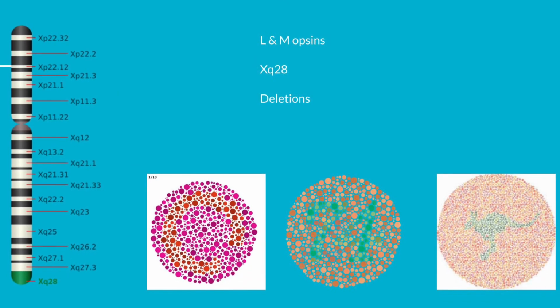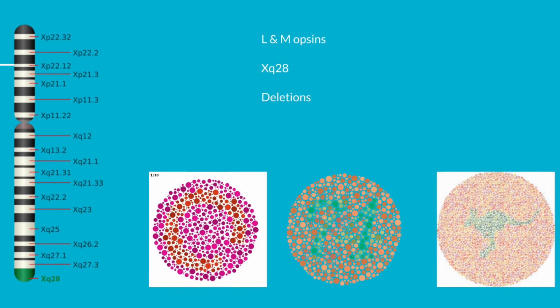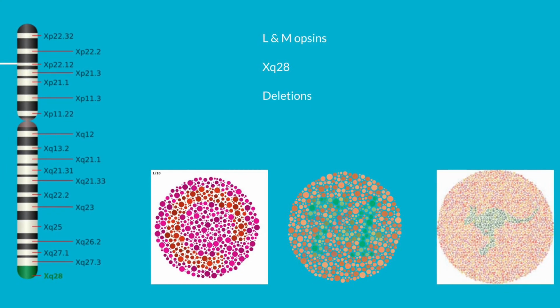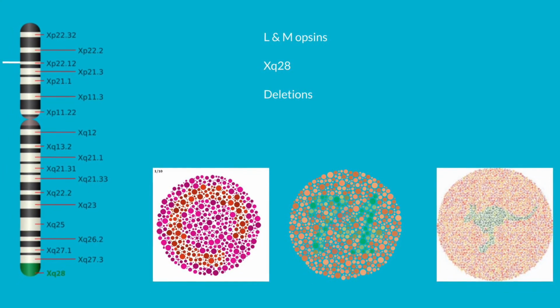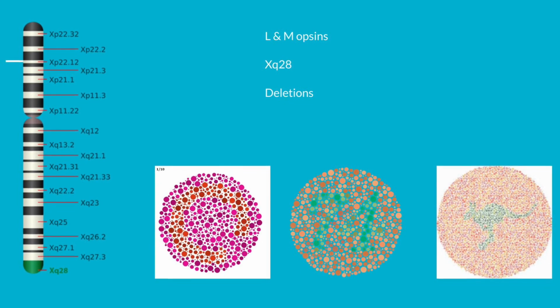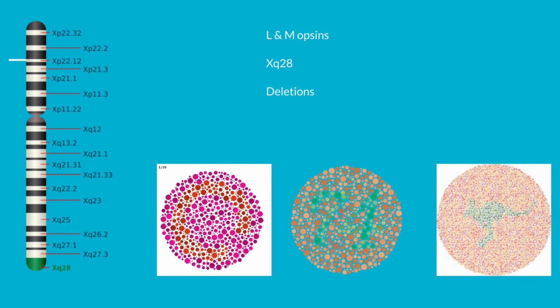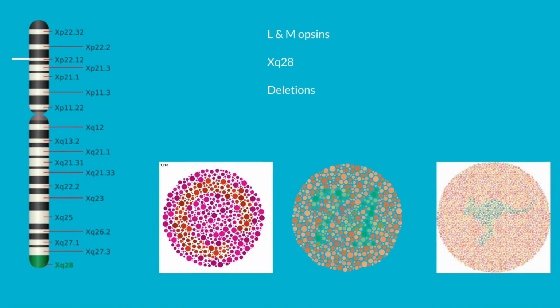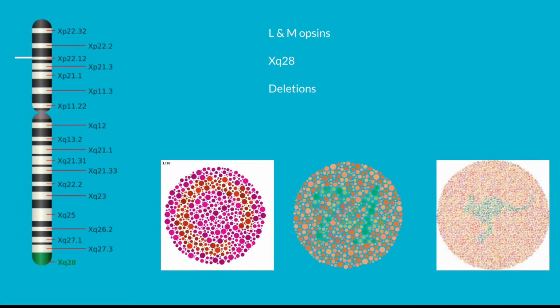The X chromosome has L and M opsins, which lie in the head-to-tail array on the distal tip of the long arm of the X chromosome. This region is termed XQ28. Deletions in this array are the main cause of the red-green color blindness we see in 98% of the colorblind population today.